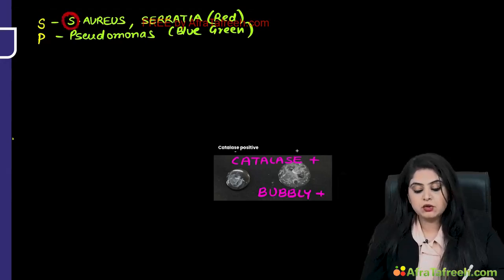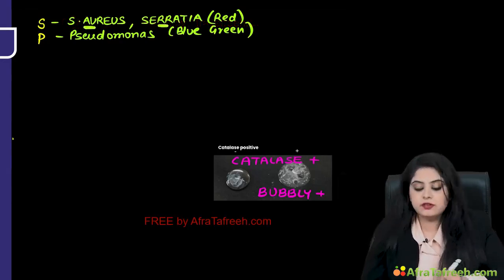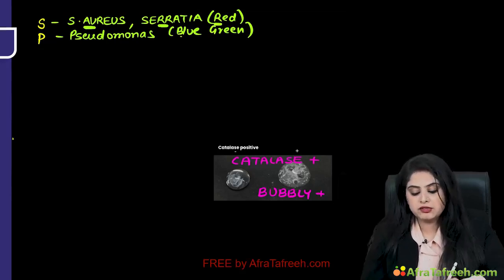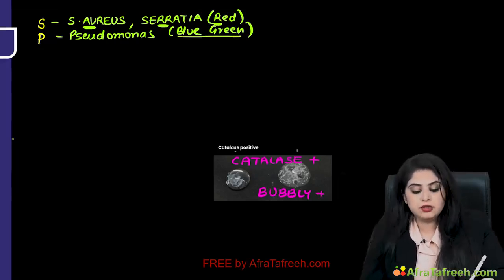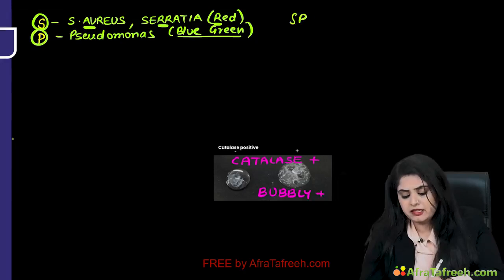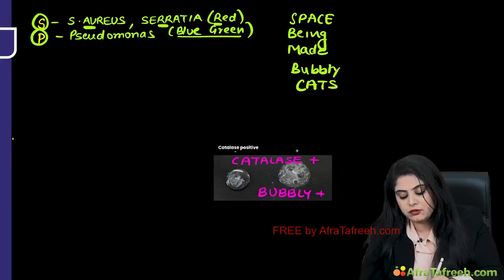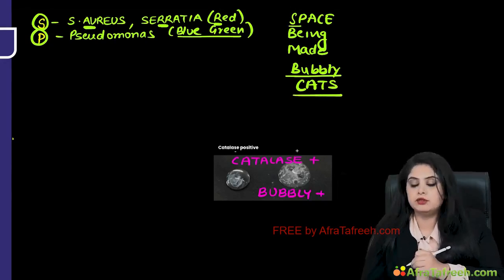S is for Staphylococcus aureus. Guys, what is the color of Staphylococcus aureus? What pigment? Golden color. S is also for Serratia. Serratia gives you what color? It gives you red color. Then P for Pseudomonas. Pseudomonas gives what color? Blue-green color. So remember, there are these two, S and P. Space. So if I write the mnemonic on one side, it is space being made for whom? For the bubbly cats. So for the bubbly catalase positive: S for Staphylococcus aureus, Serratia and Pseudomonas.